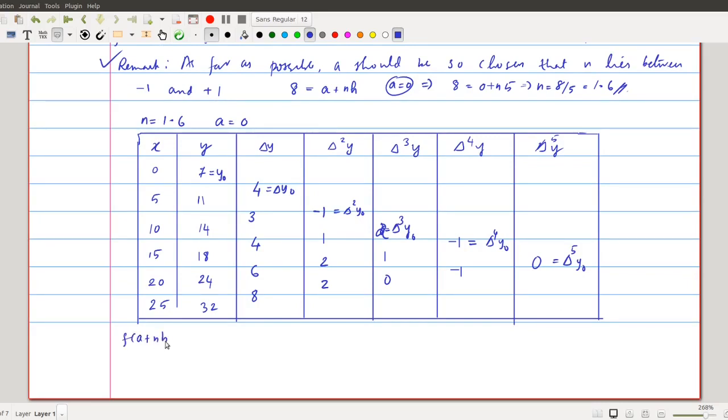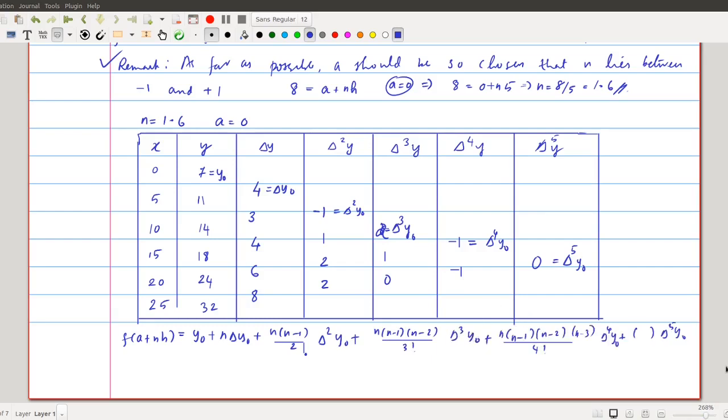What is f of a plus nh? F of a plus nh is y naught plus n delta y naught plus n into n minus 1 divided by 2 factorial into delta square y naught. Now we have n into n minus 1 into n minus 2 by 3 factorial delta cube y naught. Then we have the rest. So this is the formula for f of a plus nh. Delta raised to 5 y naught is 0, so we can neglect this term, and we need to evaluate all these other things.